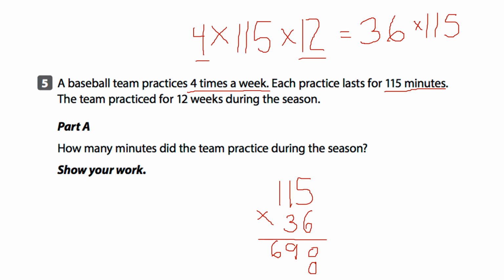So 5 times 3 is 15. Carry the 1. 3 times 1 is 3, plus 1 is 4. And then 3 times 1 is just 3. And if I add these two numbers together, I get 0. 9 plus 5 is 14. Carry that 1. 6 plus 1 is 7, plus 4 is 11. Carry that 1, and I get 4.